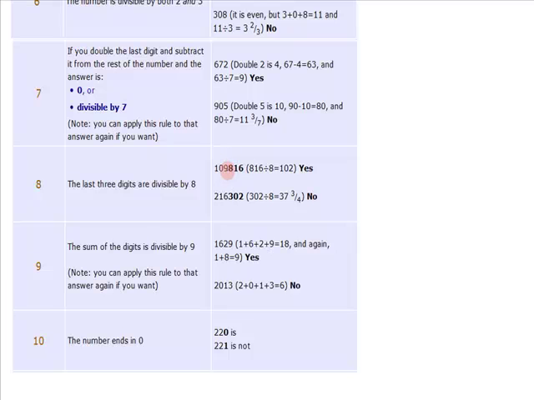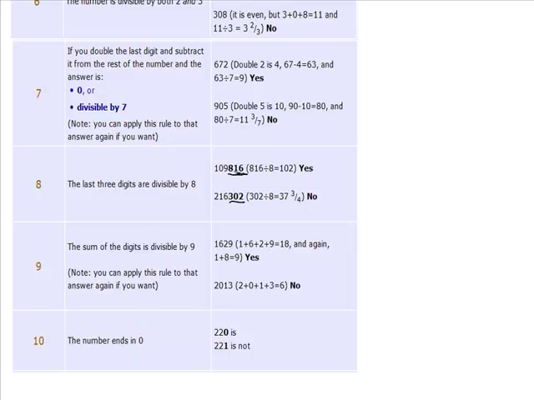Check the last 3 digits. If the last 3 digits are divisible by 8, then the number is divisible by 8. Once again, that's not going to save you a lot of time. Sum of 9. If the sum of the digits is divisible by 9, then so is the number. The 9 test is just like the 3 test, except you're checking 9. And finally, 10, the number has to end in 0.